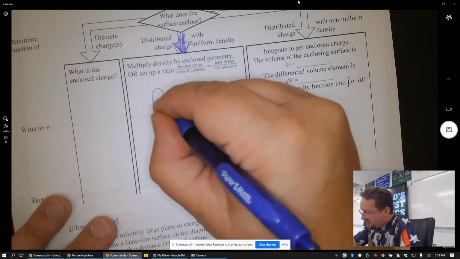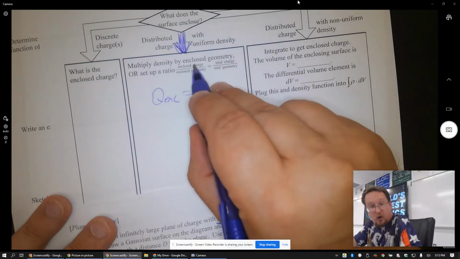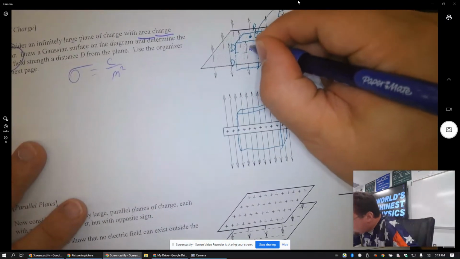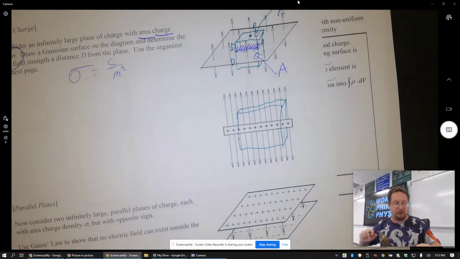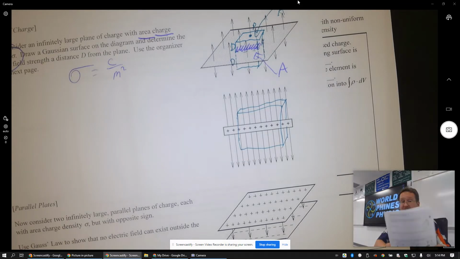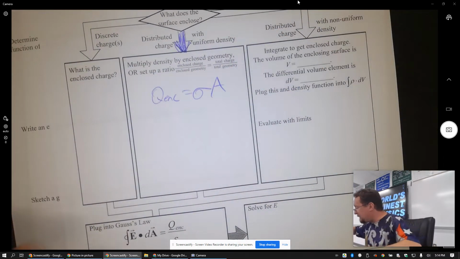So I'm going to say that Q enclosed is density sigma times enclosed area. The area that was enclosed is 1A. And that is very confusing for students, that there's 2As of flux, but only 1A of enclosed charge. That gets them every single time. So you might need to slow down and help them out with that.